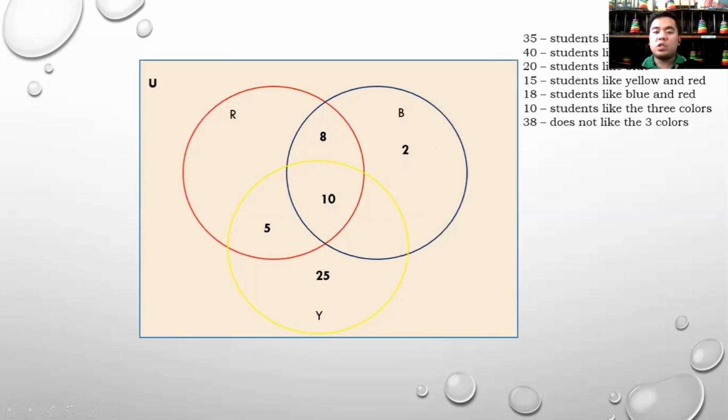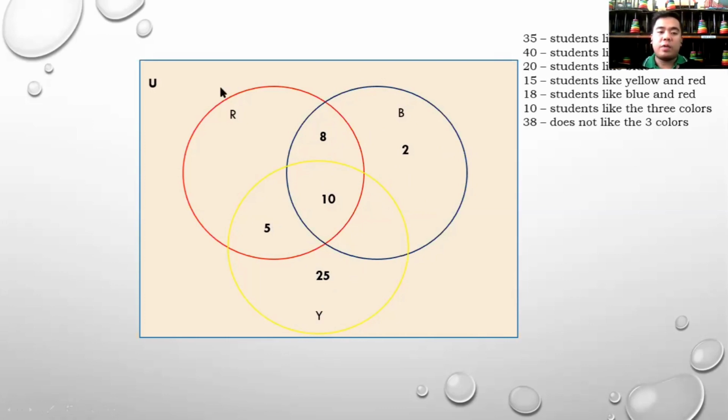Tapos 40 students like yellow. So lagyan mo ng 25. Bakit? 5 plus 10, 15. Ito yellow. So 5 plus 10, 15. So ang natira is 25 dito. Okay? So ito yung representation. Next, 35 students like red.